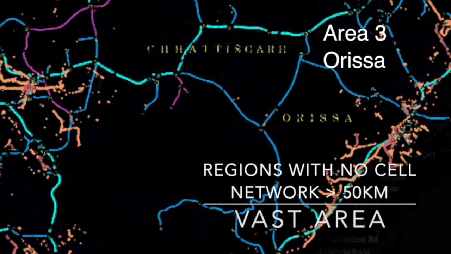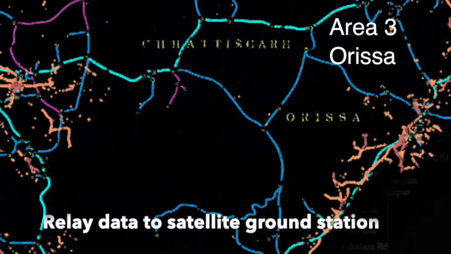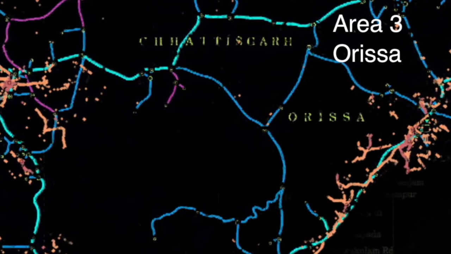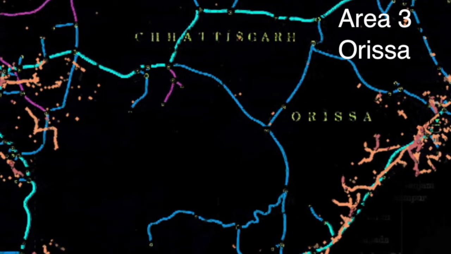Prong 3. For nodes in vast areas without a cell network, i.e. areas greater than 50 kilometers, the node in the region will create a mesh network based on the LoRa protocol and relay the data to a satellite ground station, which will then provide a data link to the control server.